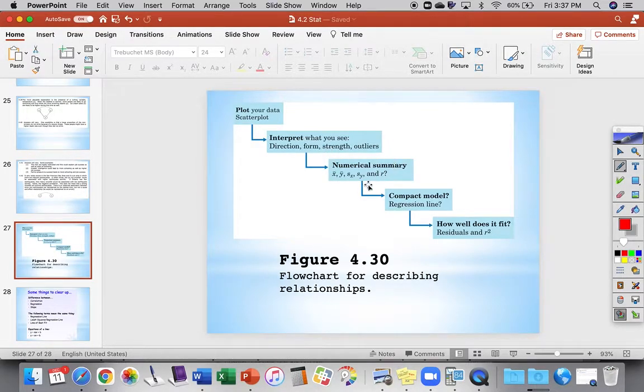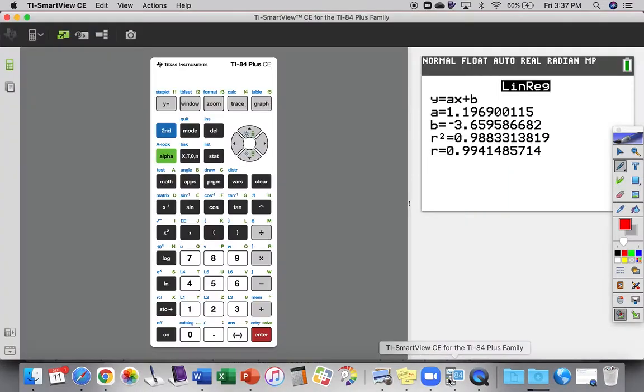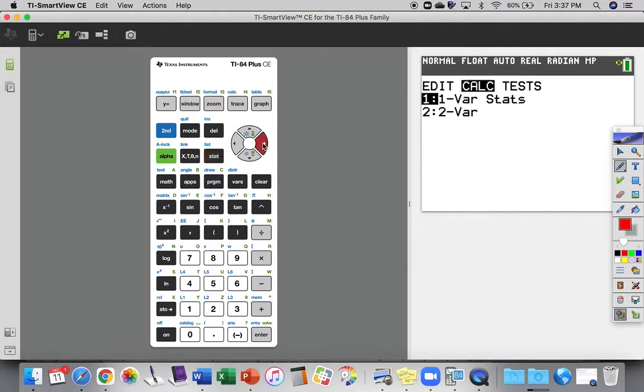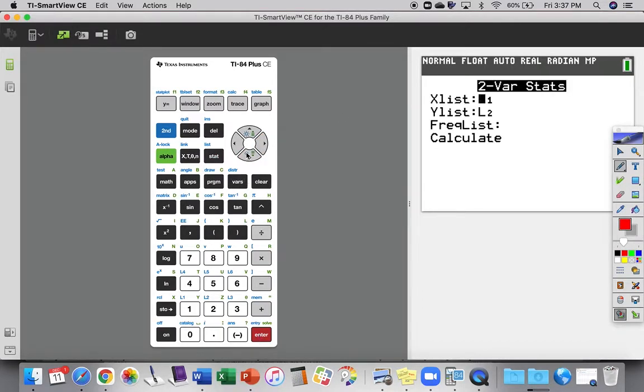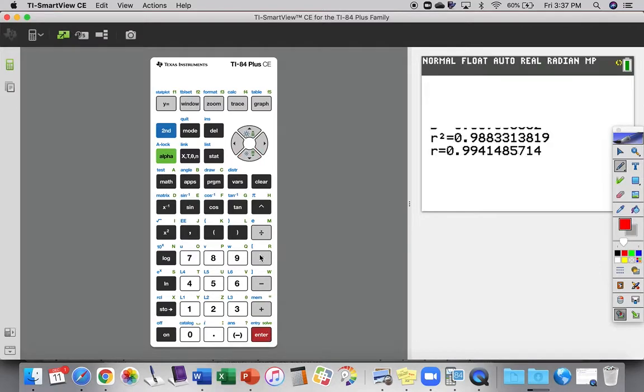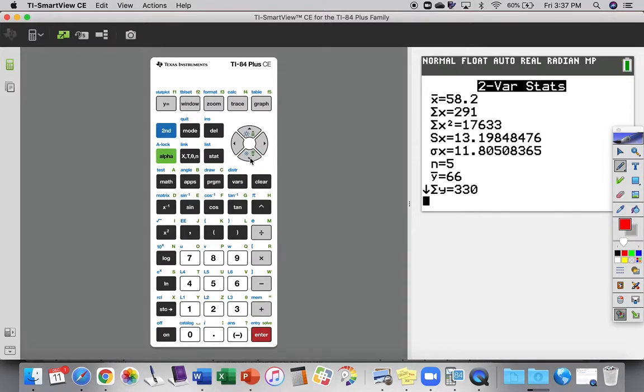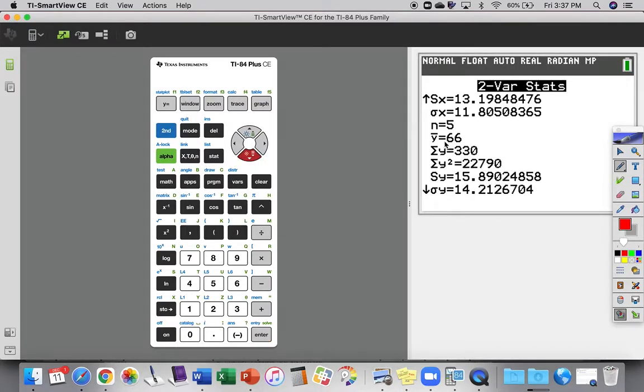The numerical summaries that we 100% use the calculator to get are: stat, edit, put the data in the calculator. Then from that, you can do 2 var stats. So again, stat, calc, 2 var stats. And in your 2 var stats, when you calculate it, you can get your x bar, sx for standard deviation. Scroll down, you get y bar and sy.